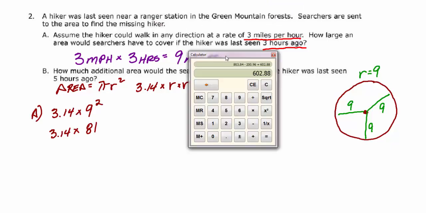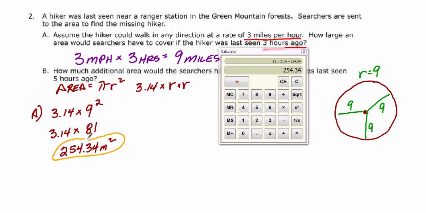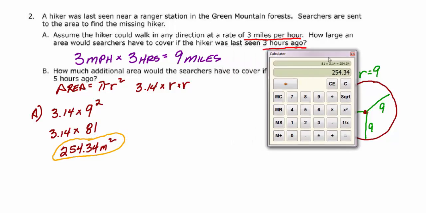Grab my calculator out. 81 times 3.14. Remember, multiplication is commutative. It doesn't matter what order I stick it in the calculator. And we get 254.34 square miles. So this is our answer to A, 254.34 square miles.